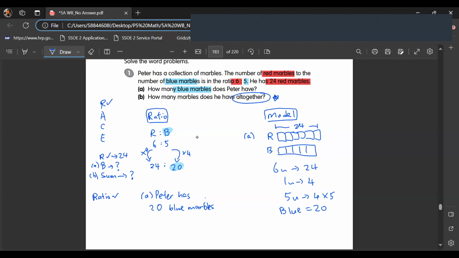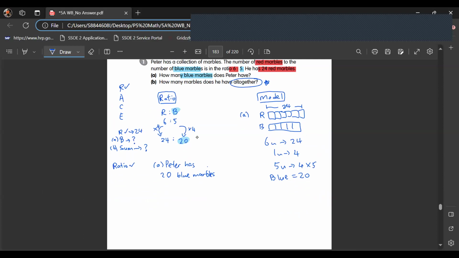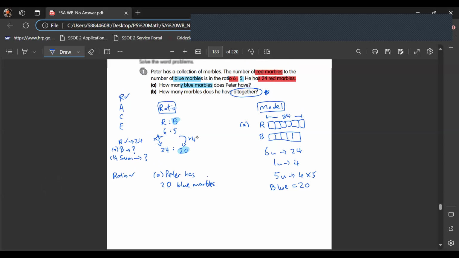Then we go to B. Most of us know that we can solve B already. You already know it's 20 plus 24, correct? You had no difficulty doing that last time. I just do red plus 2, which most of us find not challenging, which is 44, right?